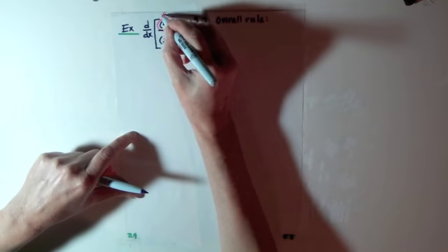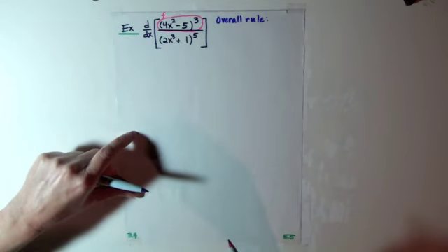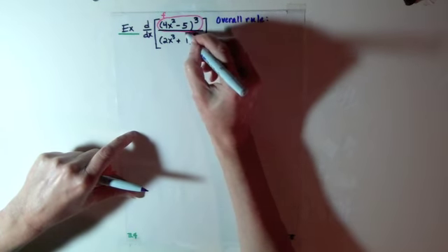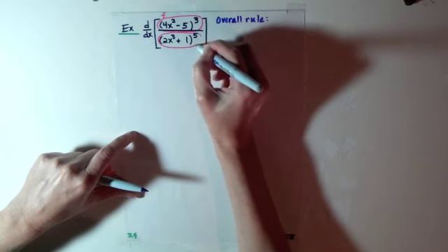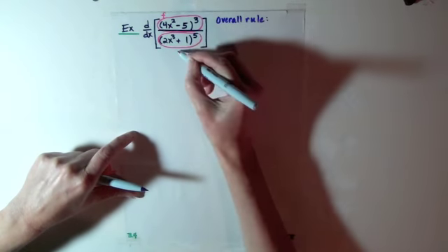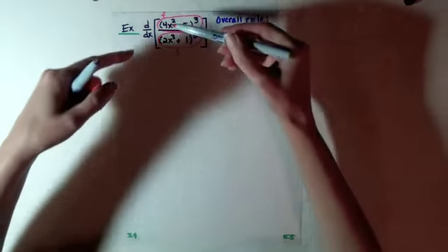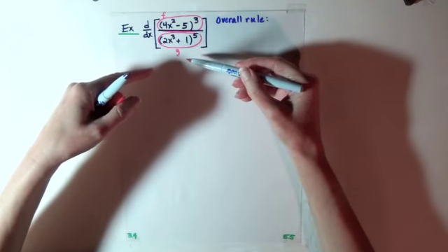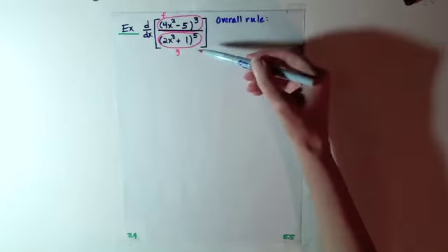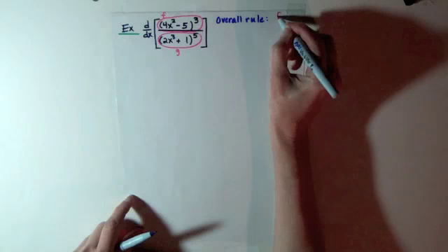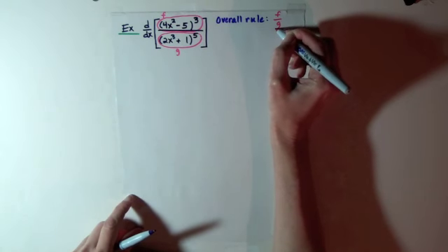I'm just circling it in red because my red pen is a little bit lighter than my purple pen. And I have this other function in the denominator, (2x cubed plus 1) to the fifth. I'm going to call that g. So the main thing I see happening is I have an f divided by a g, something divided by something. That means the main thing I have happening is a quotient of two functions.